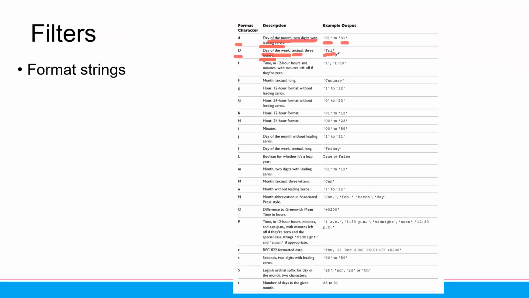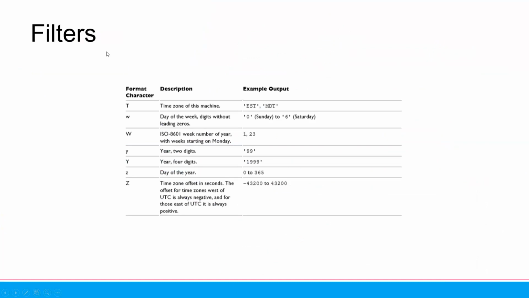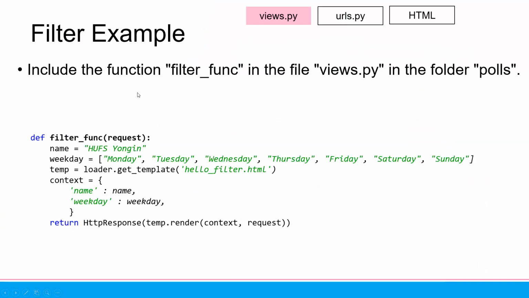So FRI means Friday. If it is Monday, then it is MON. Okay, and so on. So you can see there are so many format strings. So you can refer to this one if you want to use this kind of filters later for your website. Okay, so there are some format characters for this one. So let's try.